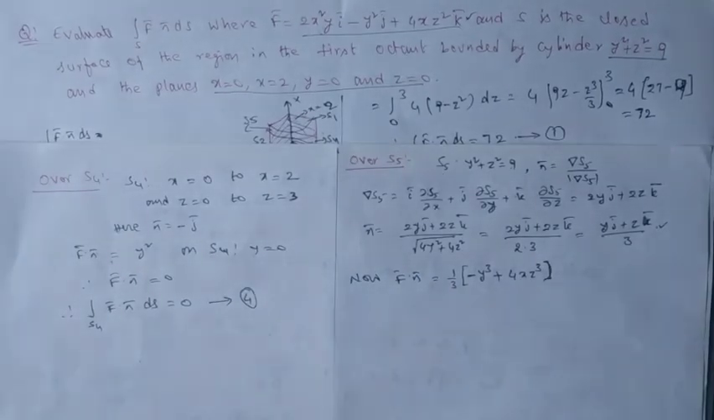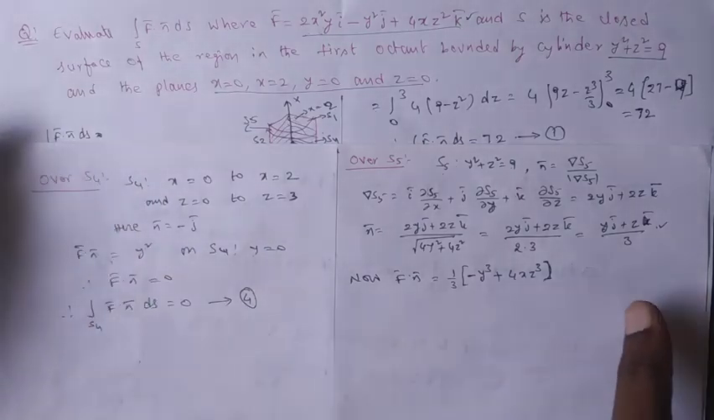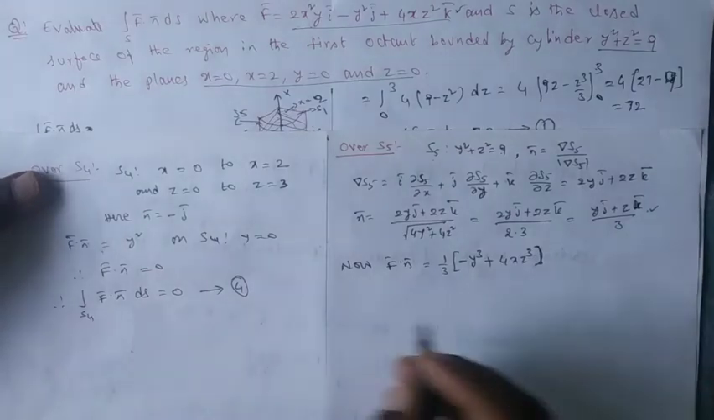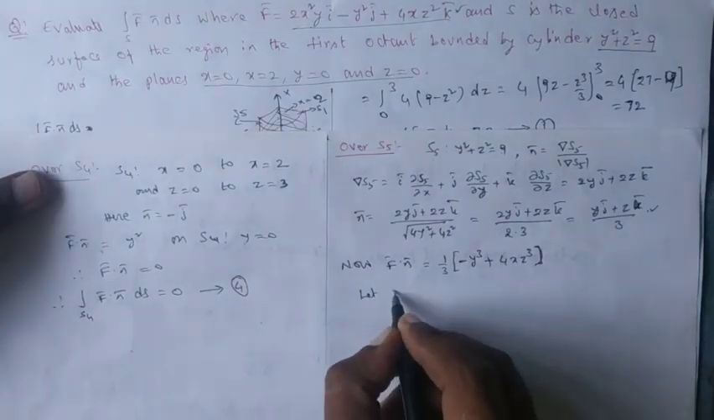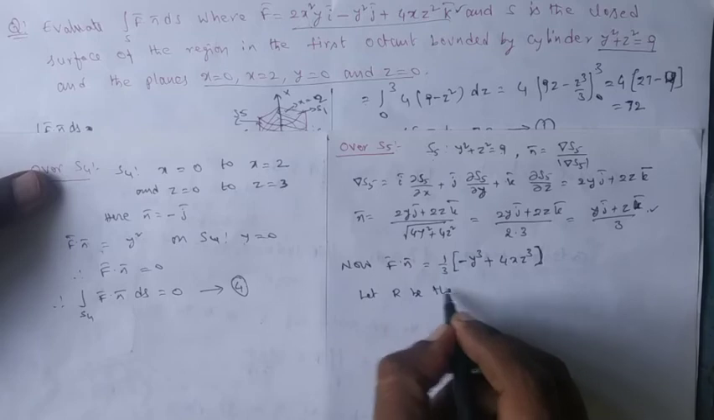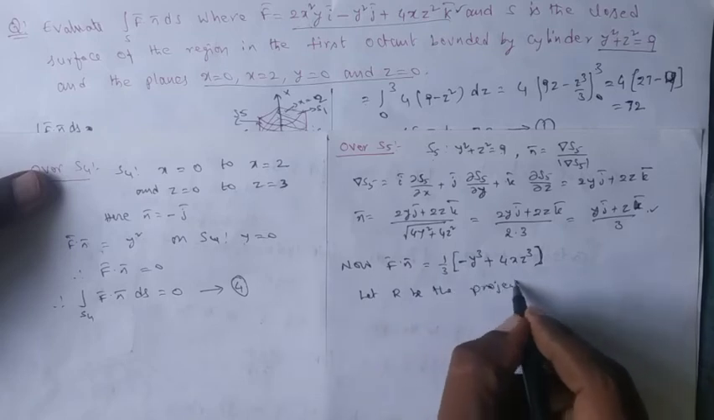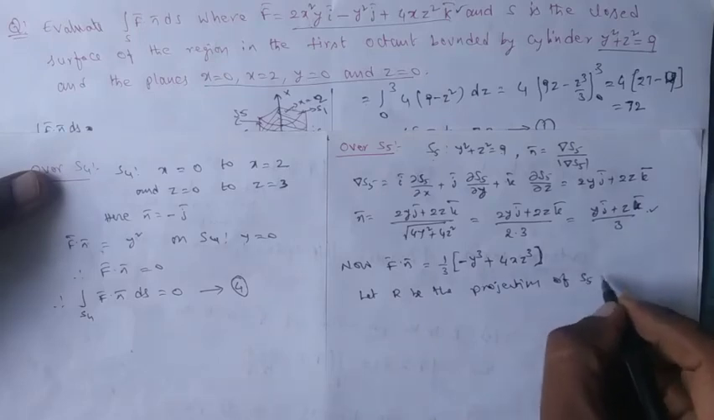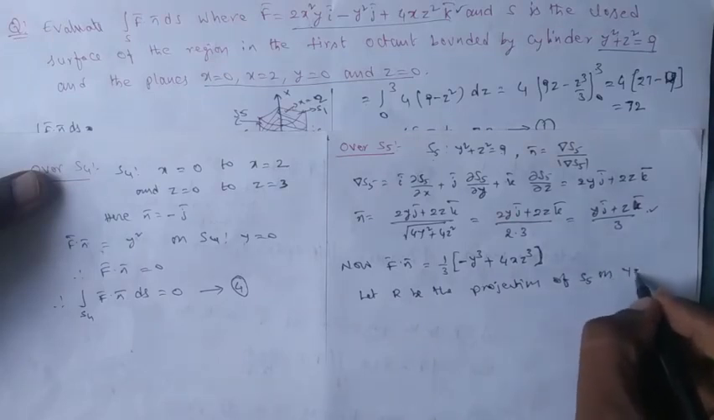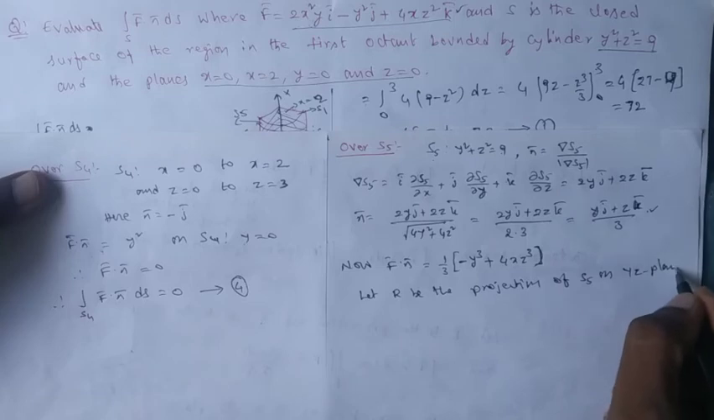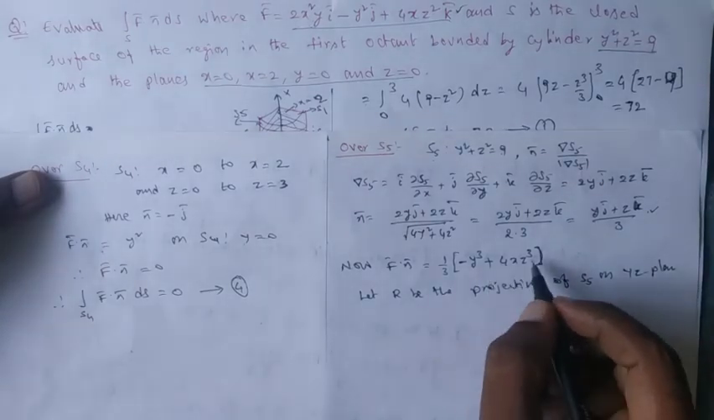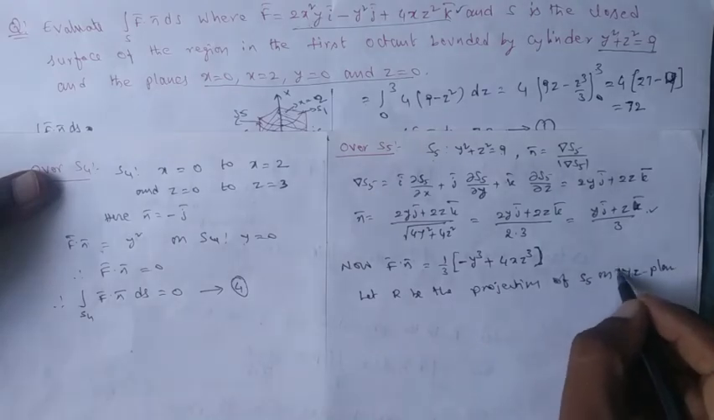We should take the projection either onto the yz plane or onto the xz plane. See, it's up to us. So I am just taking the projection onto the yz plane. Let R be the projection of S5 on the yz plane. Sorry, not yz. We should not take it onto the yz plane. Either we should take it onto the xz plane or the xy plane. I am taking it onto the xy plane.